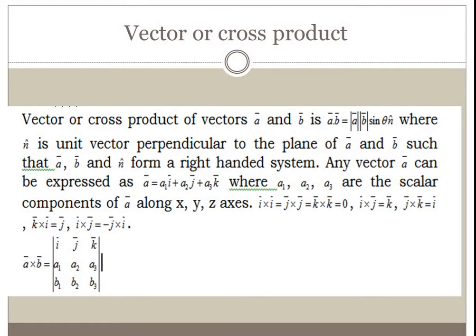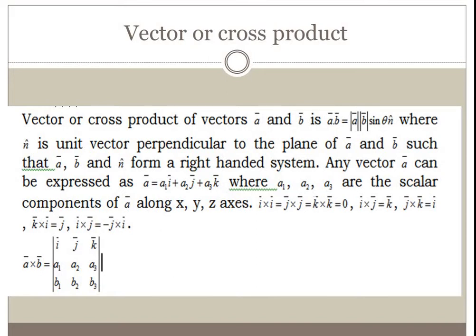The vector or cross product of vectors A bar and B bar is given by A bar cross B bar is equal to mod A bar mod B bar sin theta n hat, where n hat is the unit vector perpendicular to the plane of A bar and B bar, such that A bar, B bar and n hat form a right-handed system. Any vector A bar can be expressed as A bar is equal to A1 i bar plus A2 j bar plus A3 k bar, where A1, A2, A3 are the scalar components of A bar along the XYZ axes.